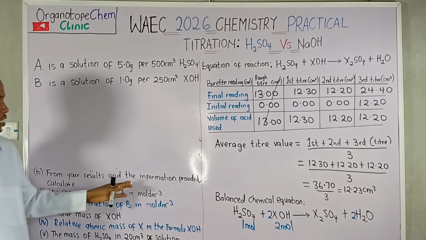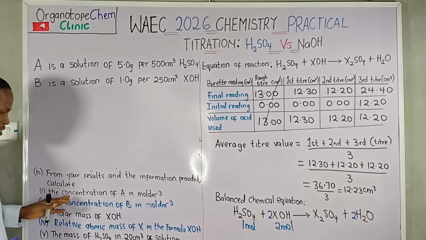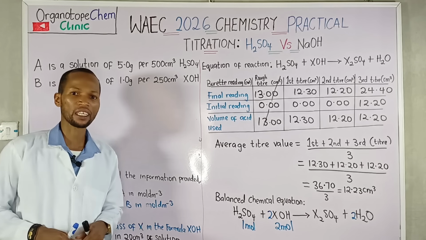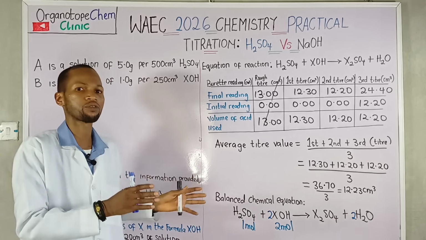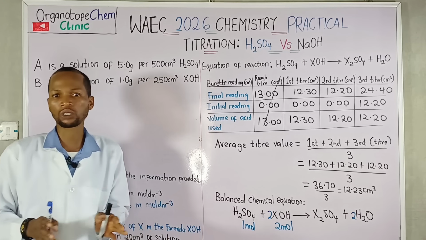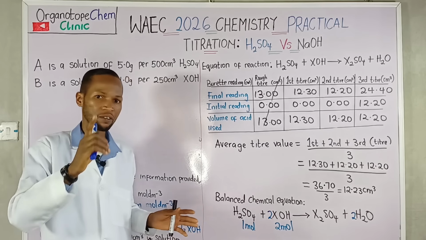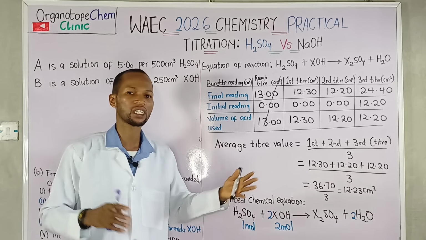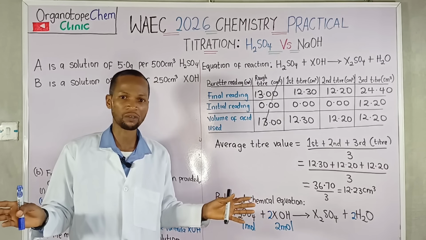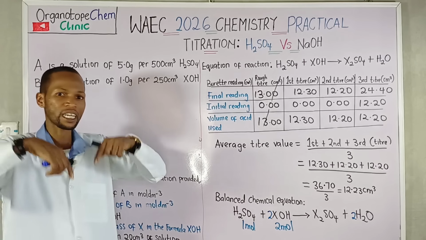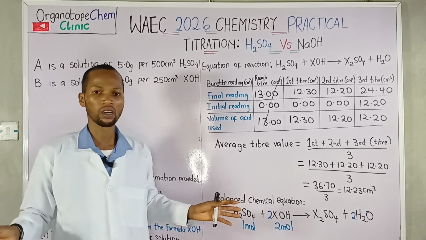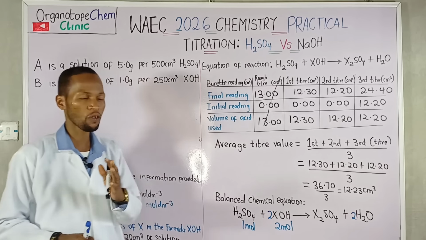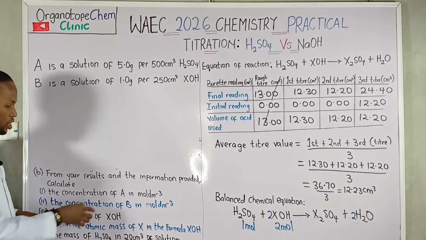From your results and the information provided, calculate the concentration of A in mole per dm cube. In my previous video lesson, I explained how to determine the concentration in mole per dm cube and also how to determine the concentration in gram per dm cube. Concentration in gram per dm cube is mass concentration, while the concentration in mole per dm cube is called molar concentration or molarity. So you can check the link in the description below for the video lesson on molarity and mass concentration. So moving on, can we now determine the molar concentration of A?